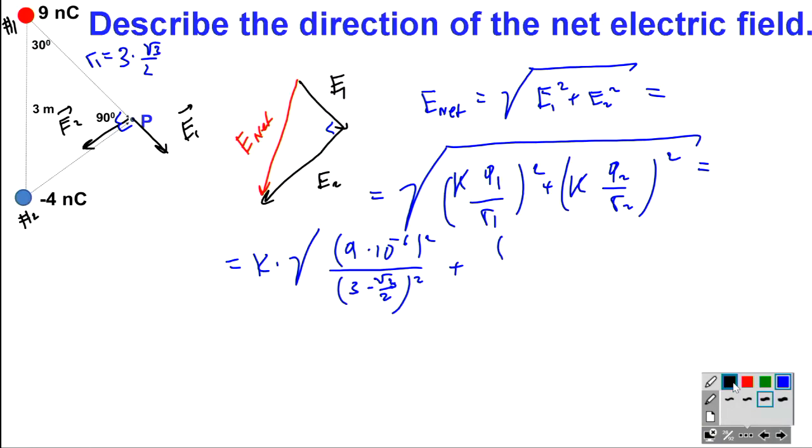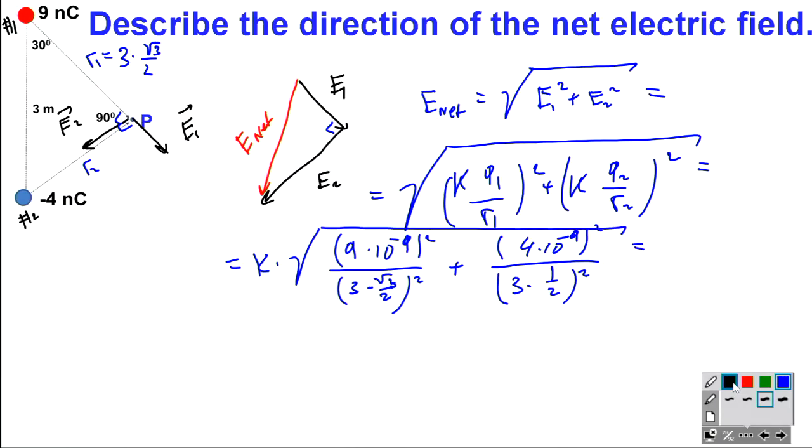Second charge, 4 times 10 to the negative 9. I said 9, I wrote 6, I don't know why. Negative 9, divided by the distance from the second charge to the same location. And again, it has to be equal to the hypotenuse times the sine of 30, which is 1/2. And we have to square it. So this is 9 times 10 to the negative 9th.